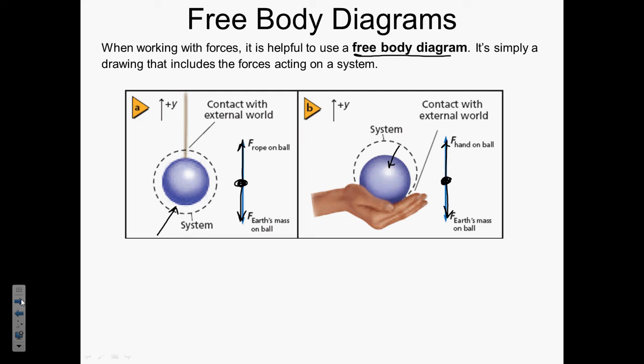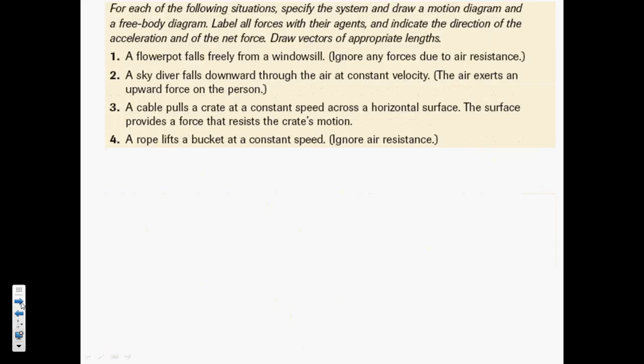There's a couple of examples that your book has where it says to make these free body diagrams. So, like number one, it says a flower pot that's falling freely from a windowsill. Here's my flower pot, and gravity pulls it down. You're going to have gravity everywhere you deal with forces. And there's nothing opposing it unless there's air resistance. It depends if you're thinking about air resistance or not.